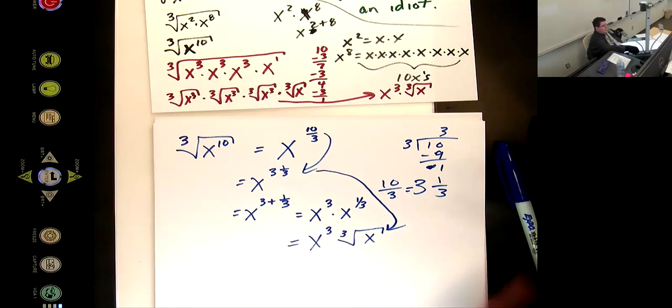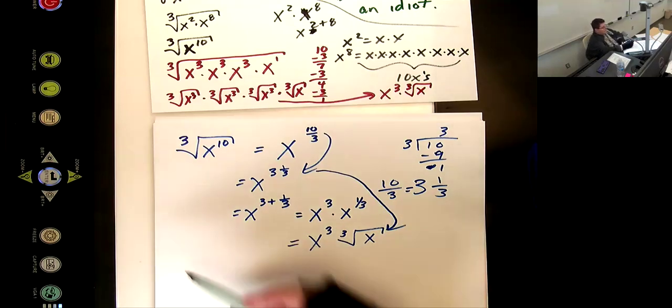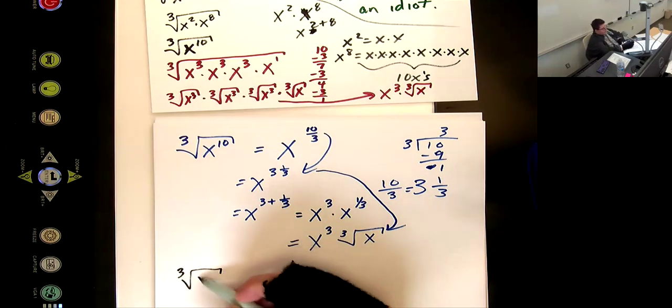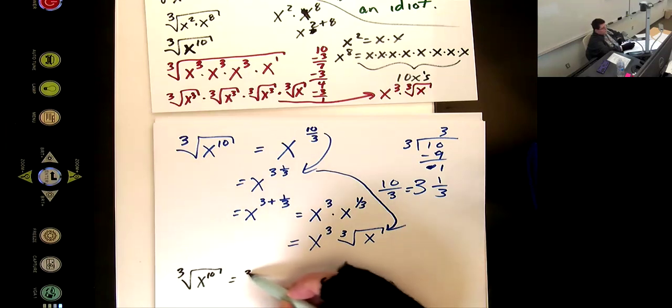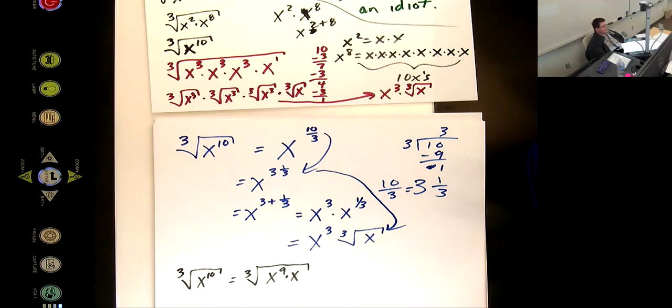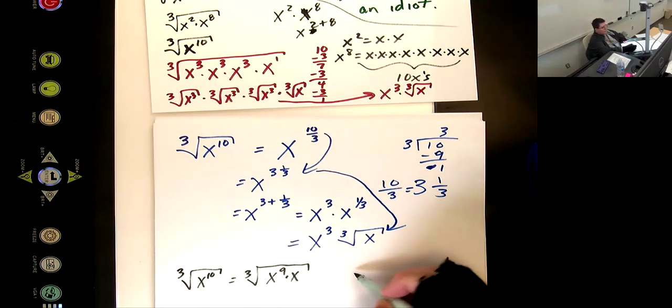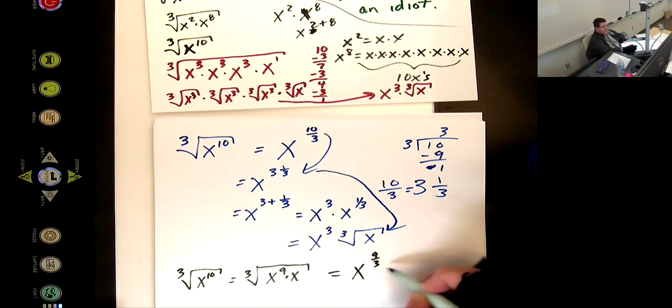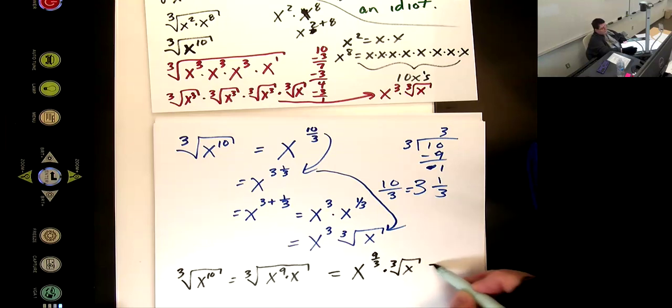This is the equivalent of leaving in the radicals: cube root of x to the 10th equals cube root of x to the 9th times x. And then the 9 is divisible by 3, so I'm gonna pull that out. And that just gives me x cubed, cube root of x.